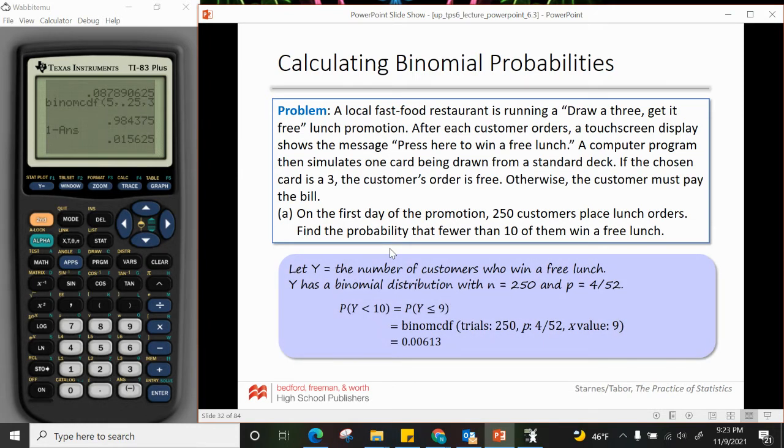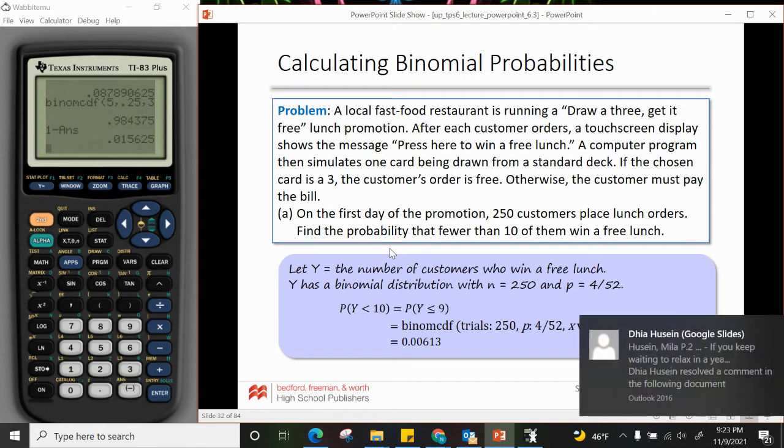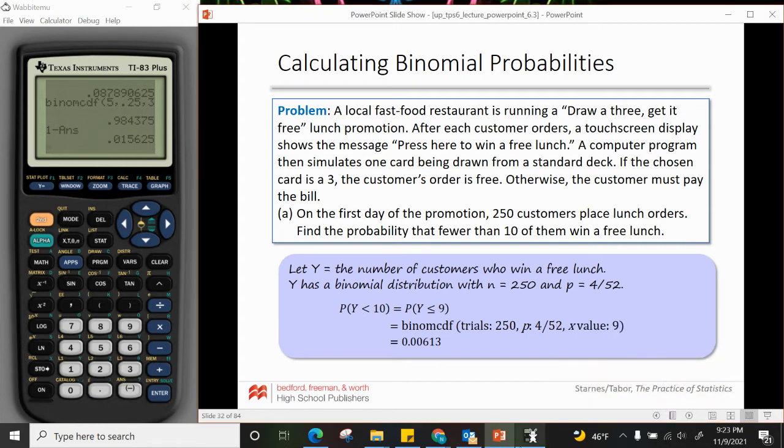So first, we're going to state, hey, y equals the number of customers who win a free lunch. And therefore, y is a binomial distribution because the success is you win a free lunch, failures you don't win a free lunch. They are independent. The probability of one customer winning does not change the chance of another customer winning. The number of trials is determined ahead of time. It's 250. That's how many people ordered lunch. And the probability of success is 4 out of 52, and it stays the same. So it is a binomial setting. So now I can go do it.